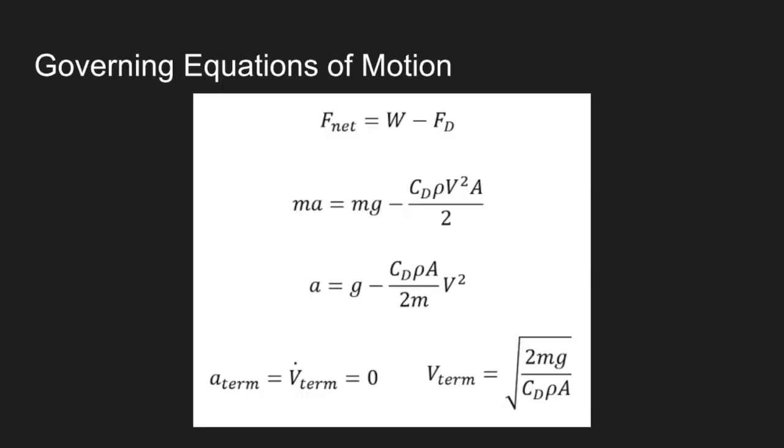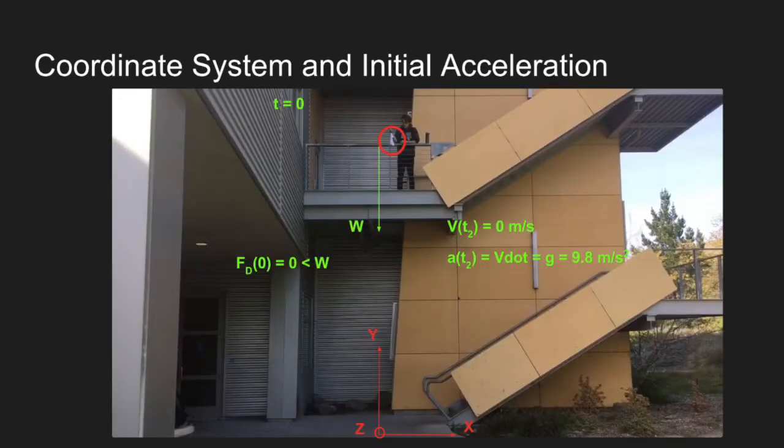The total force acting on the object is weight minus drag. Weight depends on mass and g, while drag depends on the coefficient of drag, air density, velocity, and area. All of these will remain constant except for velocity. We can find the terminal velocity by solving for velocity when acceleration equals zero. Terminal velocity in this case will equal the square root of 2 times mg divided by coefficient of drag times rho times area. Here is a video of an object being dropped.